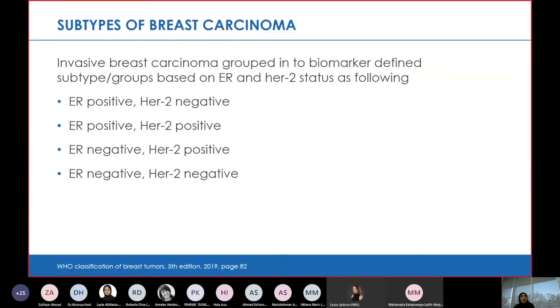Also, subtyping breast cancer based on ER and HER2 status into different biomarker-defined groups, like ER positive HER2 negative, ER positive HER2 positive, and the rest of the subgroups. Now, these subgroups are heterogeneous and will have a big overlap when it comes to morphology and grading, but they have distinct response to therapy, distinct outcome, and distinct genomic profiling.